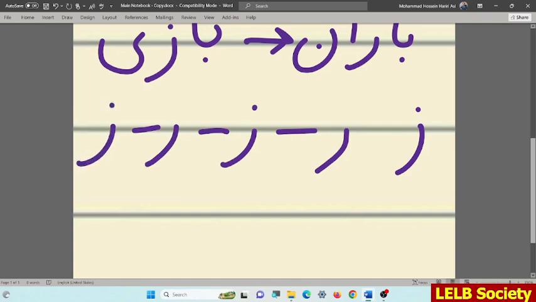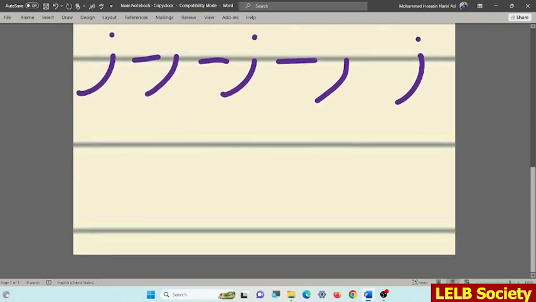So they are very similar. In Farsi, there are some letters that are very, very similar to each other with some minor differences. And this is ye, or final ye. We will learn them and reinforce your mastery later on.